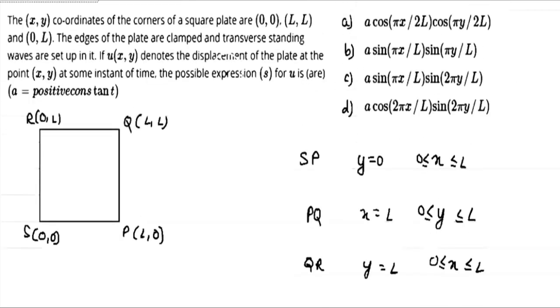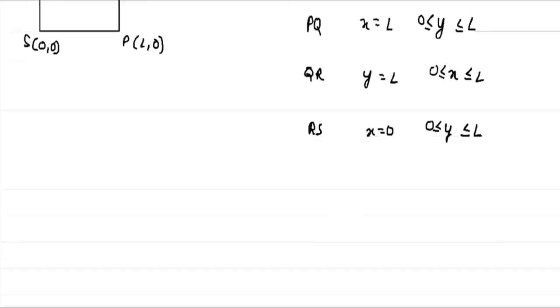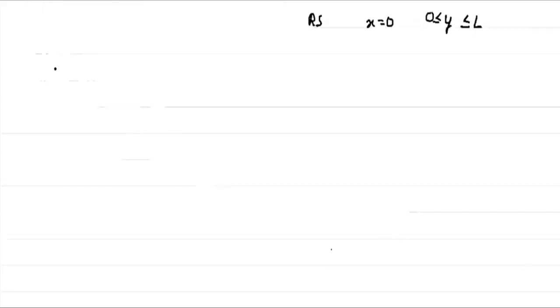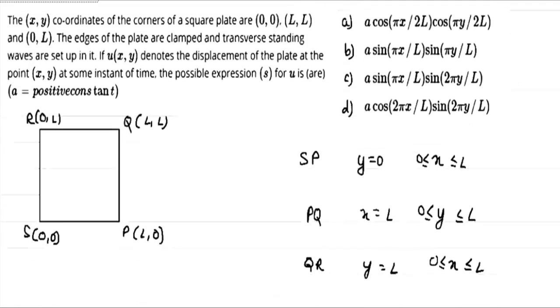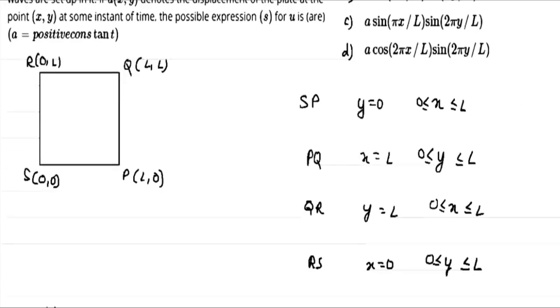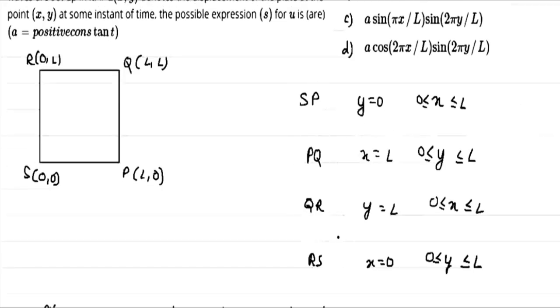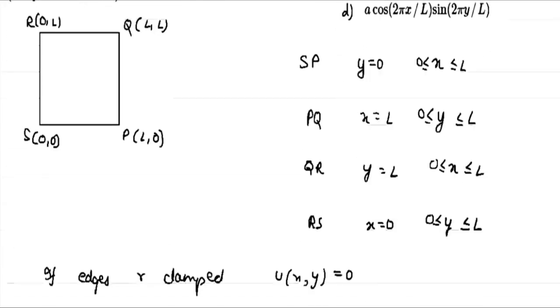Now we need to check the condition which is given, that the edges are clamped. If the edges are clamped, then the displacement at the clamped portion, at the edges, would be equal to 0. This would be the displacement at the clamp. Now what we do is check for each and every expression, for the edges SP, PQ, QR and RS, whether the displacement turns out to be 0 or not.